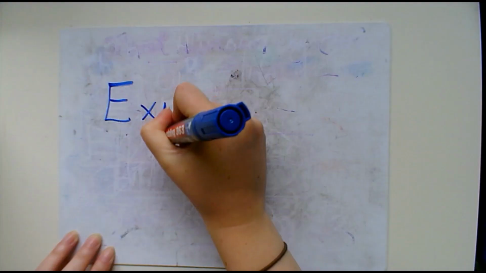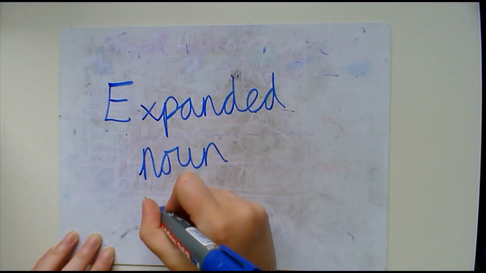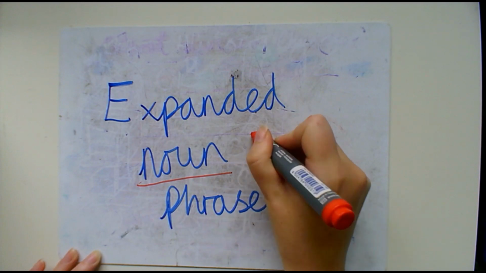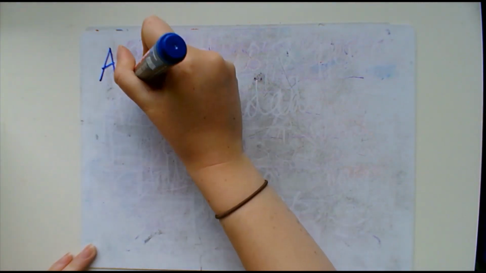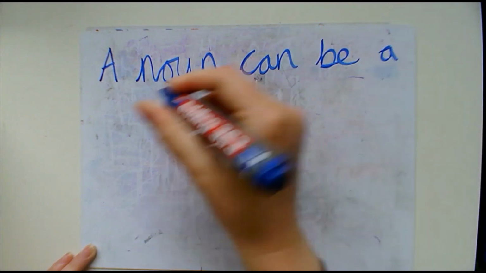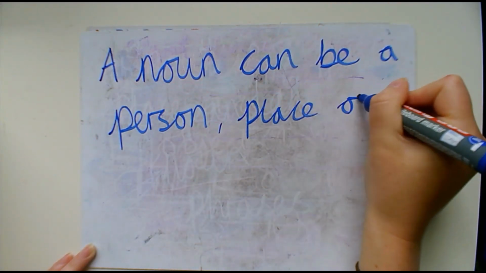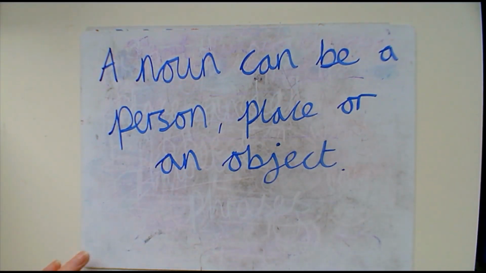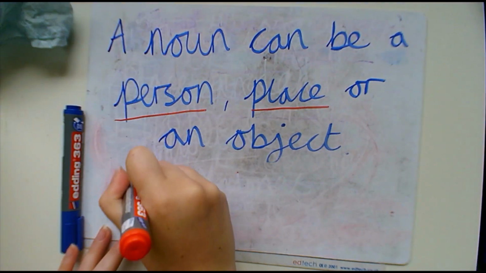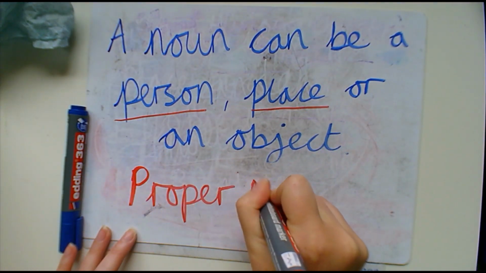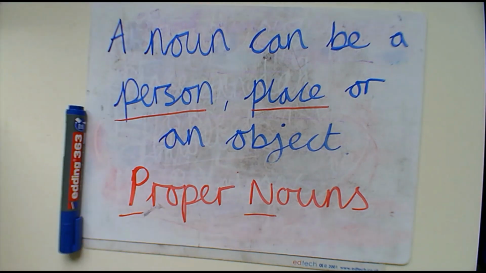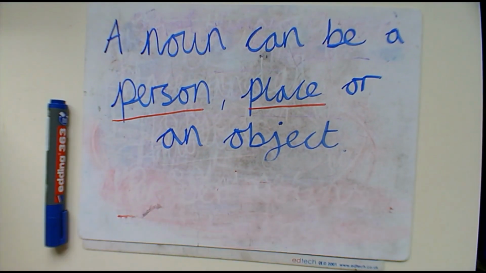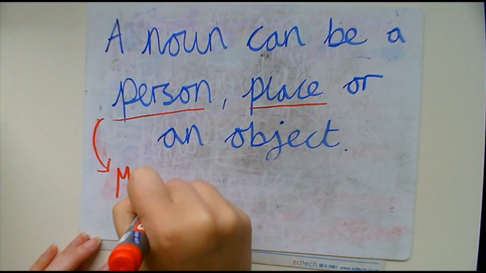Hello everyone! So today we're going to learn how to write expanded noun phrases. But first we need to know what a noun is and how to write a noun phrase. So a noun can be the name of a person, the name of a place, or an object. If it's the name of a person or a place, it's called a proper noun and it needs a capital letter. For example, in my name, Miss Brandon, it needs a capital M and a capital B.